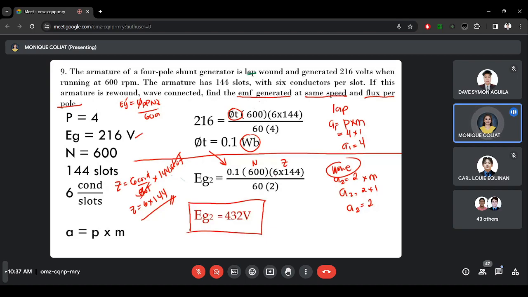As you can see from the first condition, the generated voltage was 216 when it was lap wound. But when it is wave winding, it doubles. So this means that when it is wave winding, it has a bigger generated EMF. Do you have any questions?